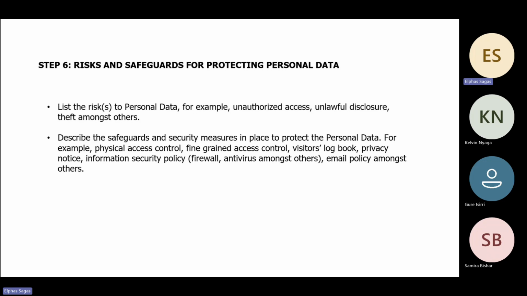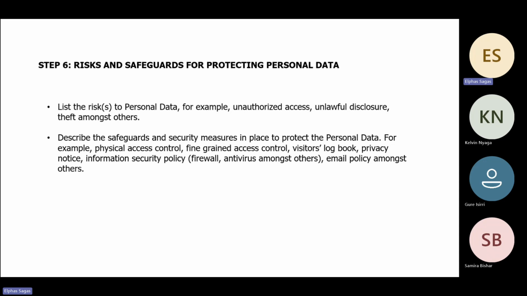Examples of organizational measures could be things like policies, trainings, and awareness. Examples of technical measures could be issues of use of antivirus, access control, user separation, data masking, encryption, use of firewall, and the list goes on. So it's important that you do that.